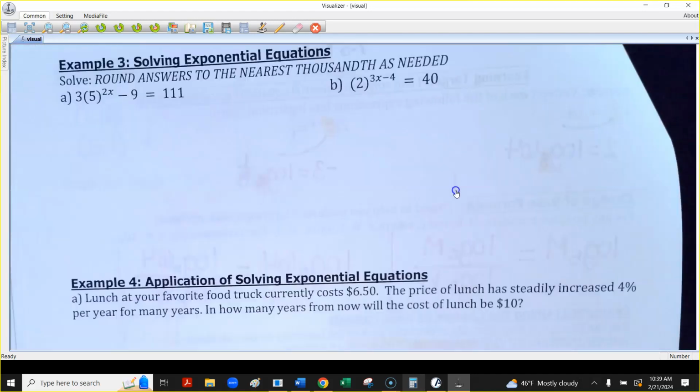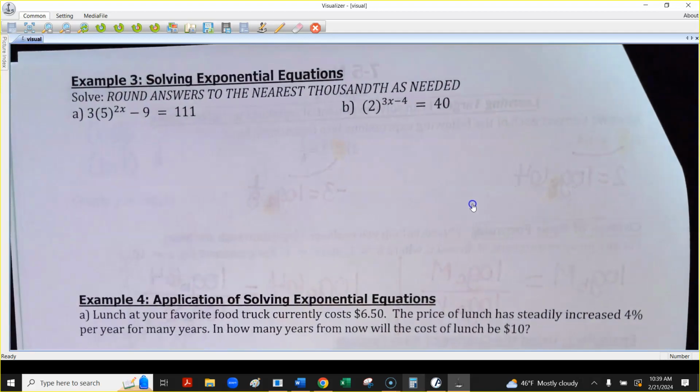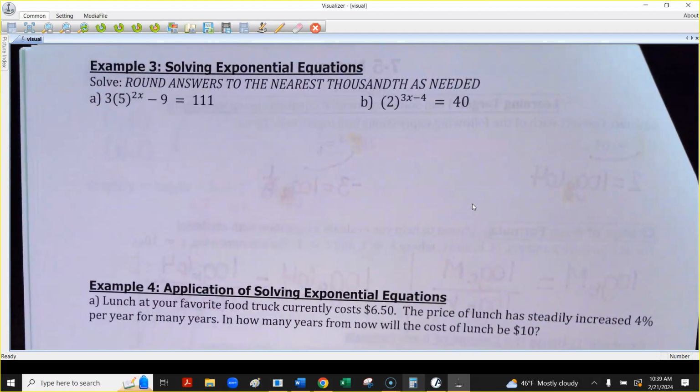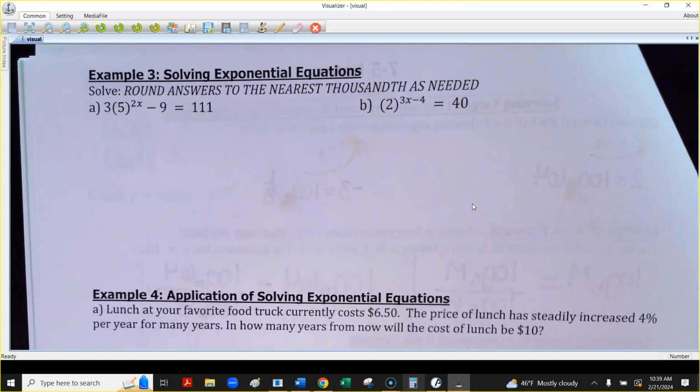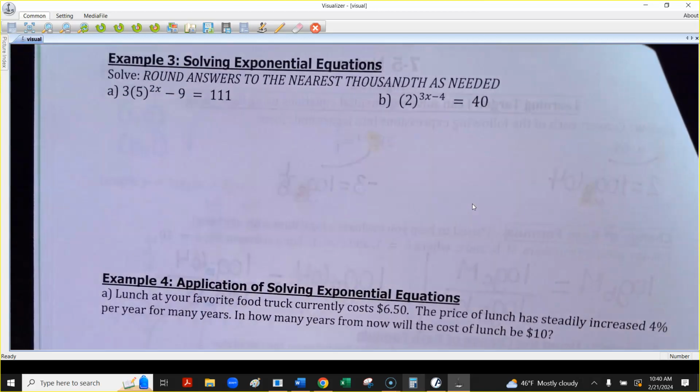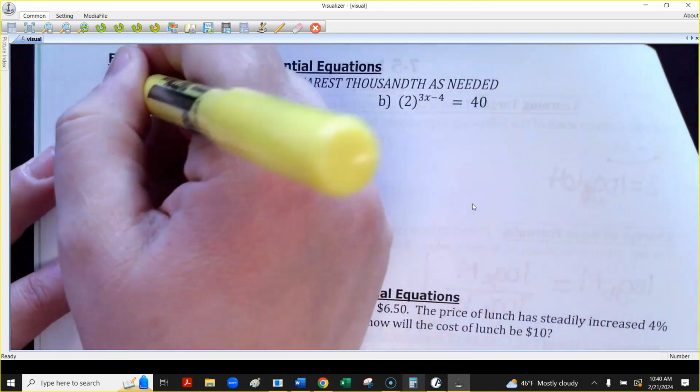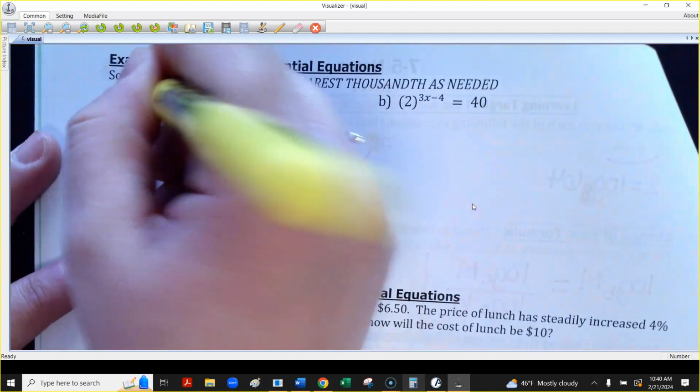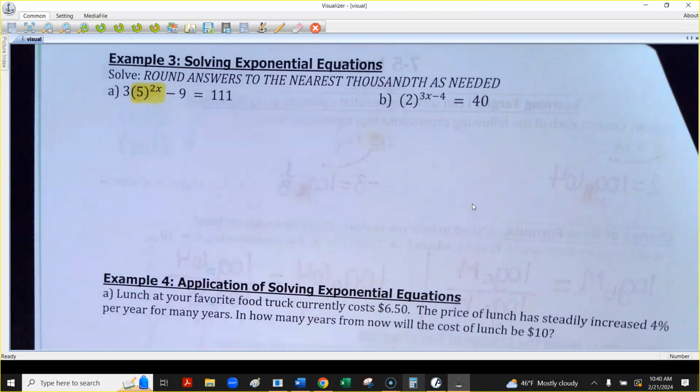Now, I just have 2 more here that are a little more complicated, and then I'm going to set up some word problems that are similar to what we did at the beginning of the unit. What you want to do for any question that's a little bit more complicated, like what you're seeing here, is isolate whatever you are taking to your exponent. So only in that problem, the 5 to the 2x, I want to get that by itself.